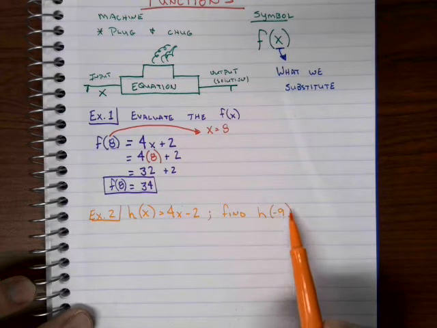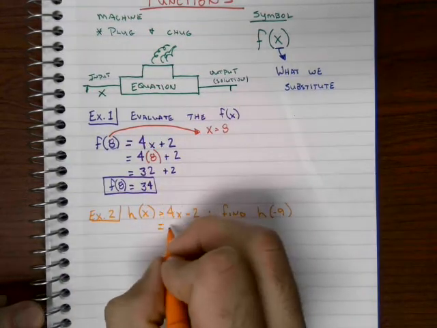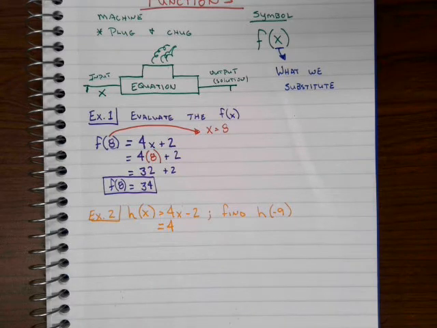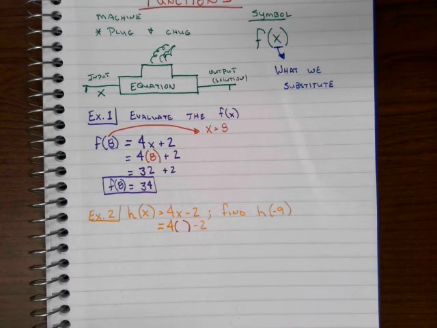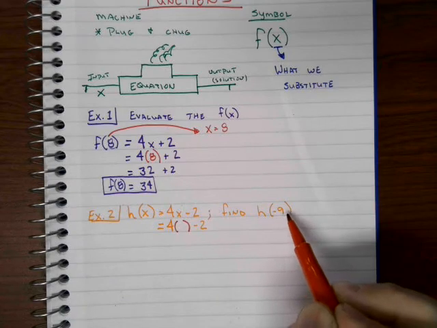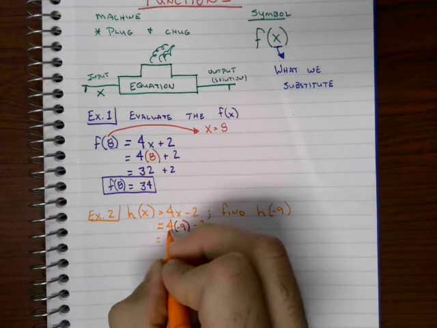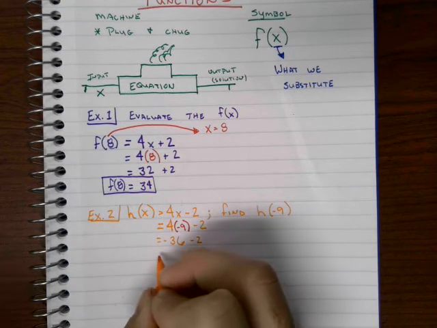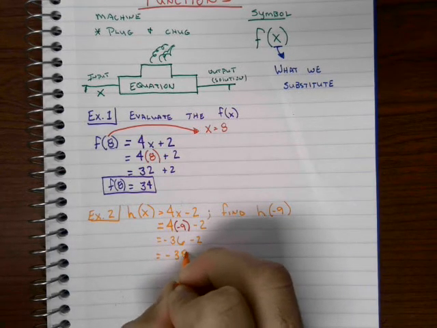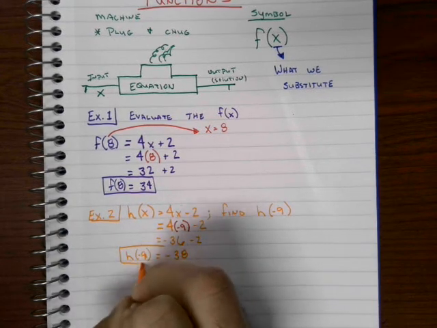So when negative 9, anywhere I have a variable, I'm going to insert parentheses. So 4 parentheses, minus 2. What goes inside my parentheses is what is already inside my parentheses. H is negative 9. So my negative 9 goes here, and then we're going to solve. 4 times negative 9 is negative 36. Bring down what's left. Negative 36 minus 2, negative 38. So h of negative 9 equals negative 38.